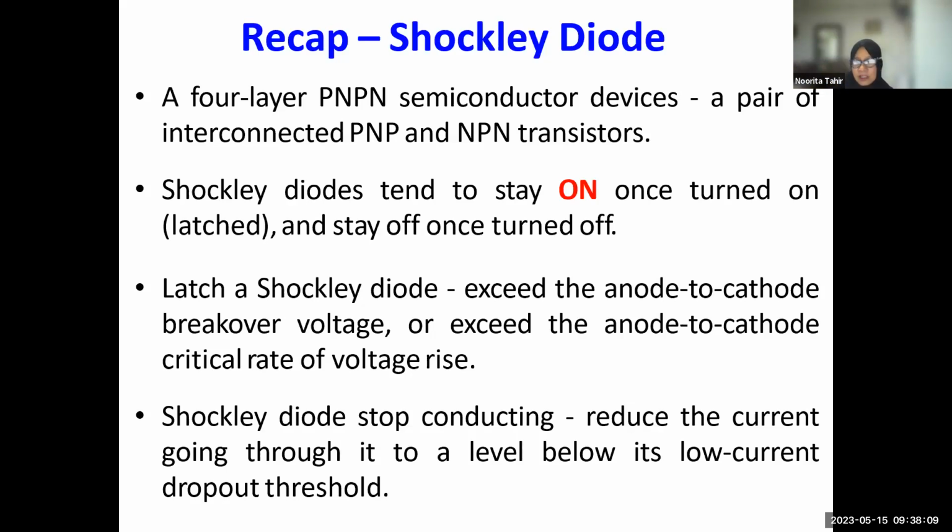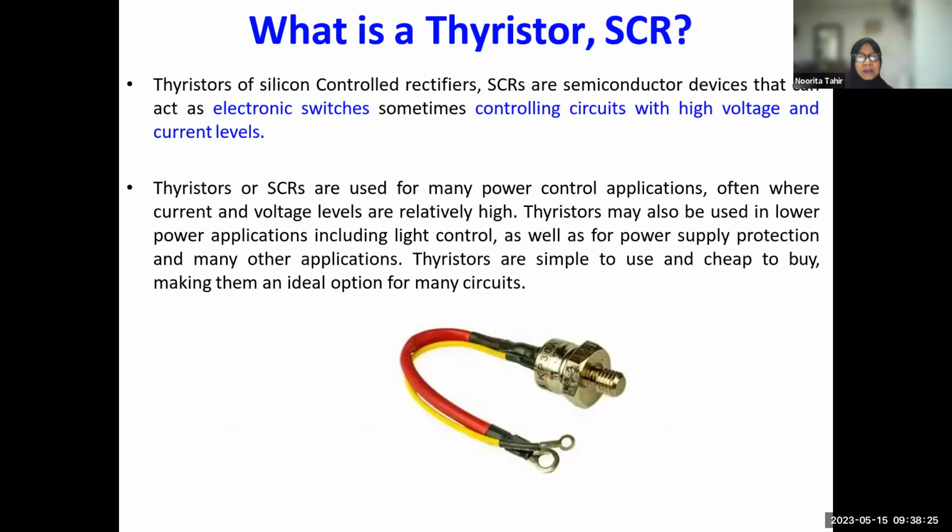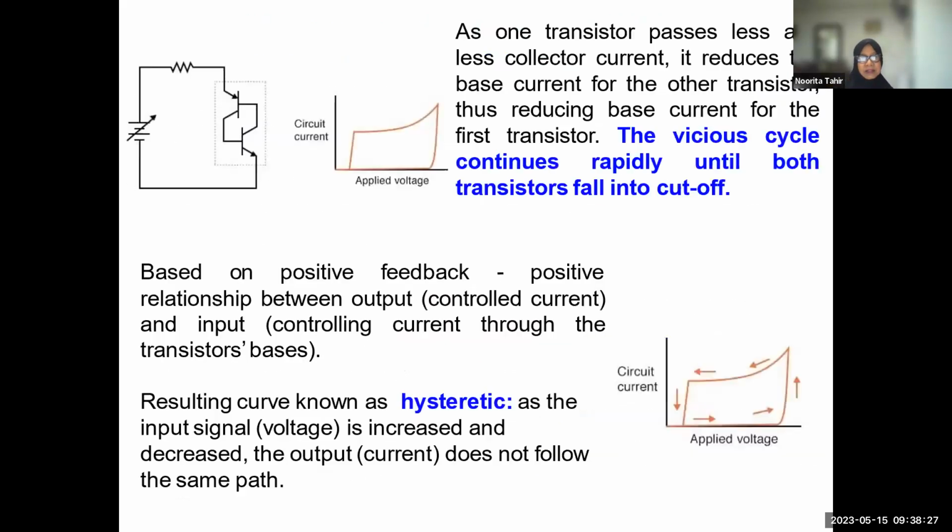To cause a Shockley diode to stop conducting, what we need to do is reduce the current going through it to a level below its low current dropout voltage. So these are the 4 things that you need to understand about Shockley diode. That's the first one.